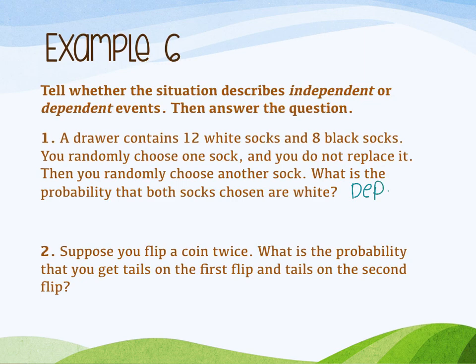So the probability that the first one is white times the probability that the second one is white, given the first one was white. So the first time I go up to pick what's my probability? 12 over 20, right? And then we assume that a white one was chosen the first time, which means my numerator now goes down to what? 11. And the bottom? 19. So we lost a sock.